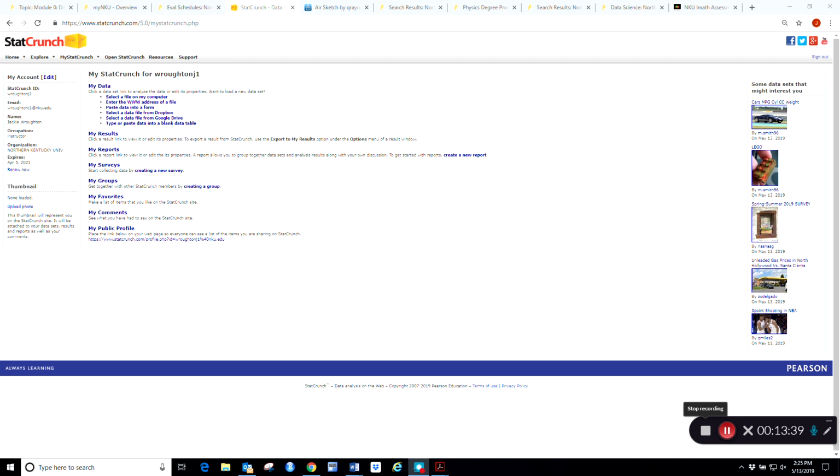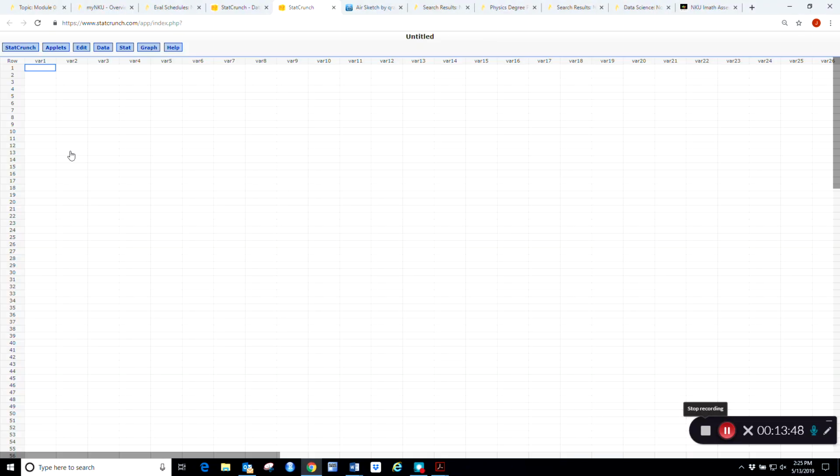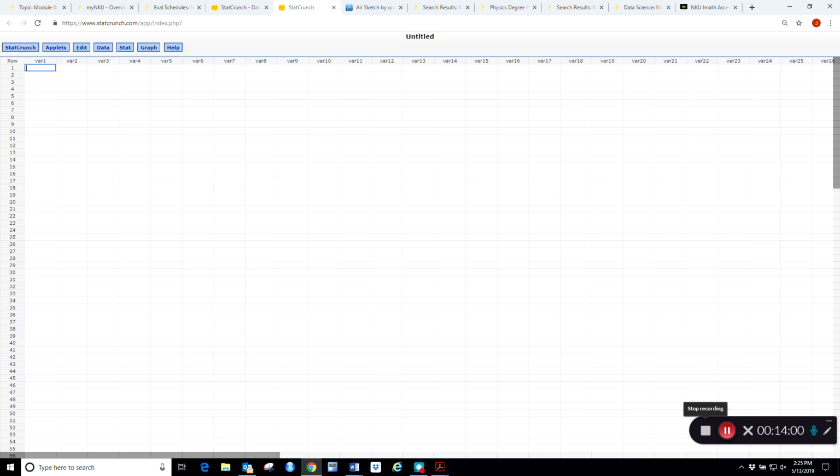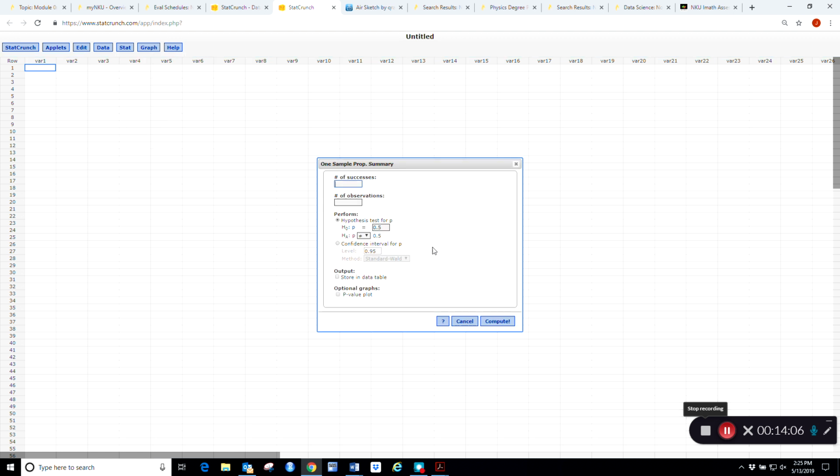So first, you just want to get logged in to your Statcrunch, and here's the page we will be at. First, I'm just going to open a Statcrunch page. And I don't actually need to enter anything here to do this test. So what we're going to do is follow the directions. So it says stat, proportions, one sample with summary.